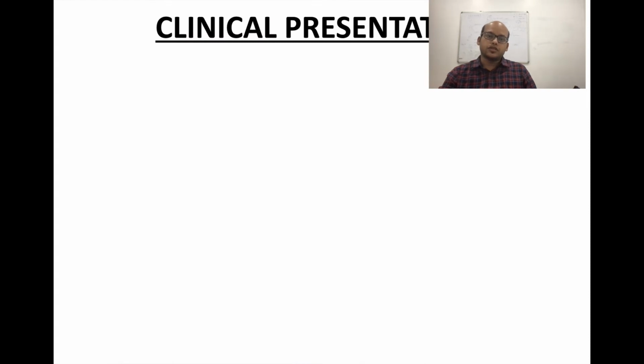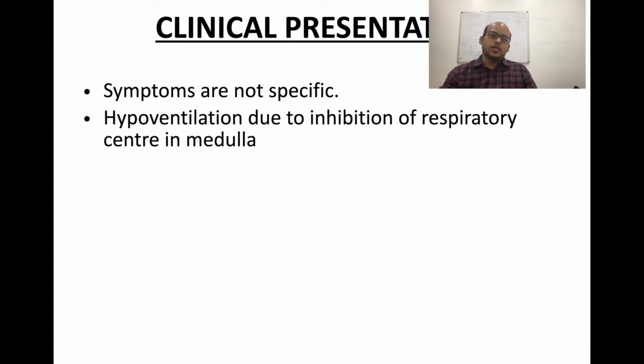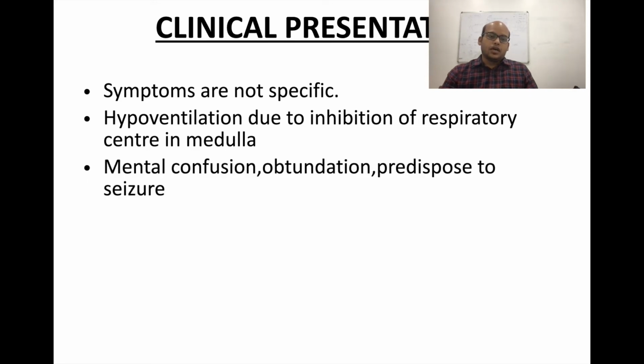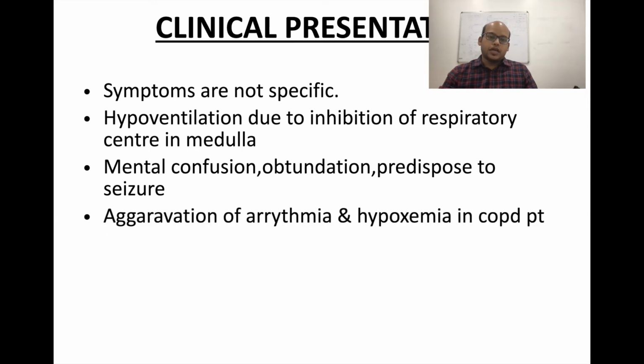So coming to clinical presentation, how do we expect it? The symptoms per se are not specific. Hyperventilation is mainly due to inhibition of the respiratory center in the medulla. So that can be a major presentation of metabolic alkalosis. Along with mental confusion, obtundation, and predisposition to seizure, aggravation of arrhythmia and hypoxemia, particularly in COPD patients, can be seen.